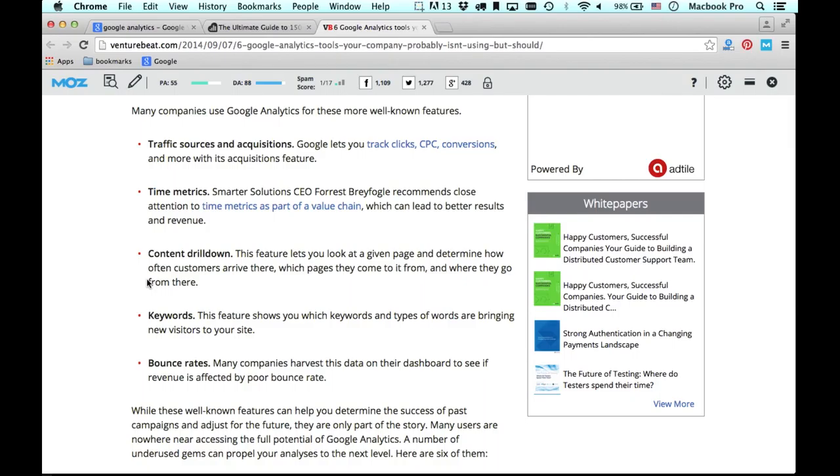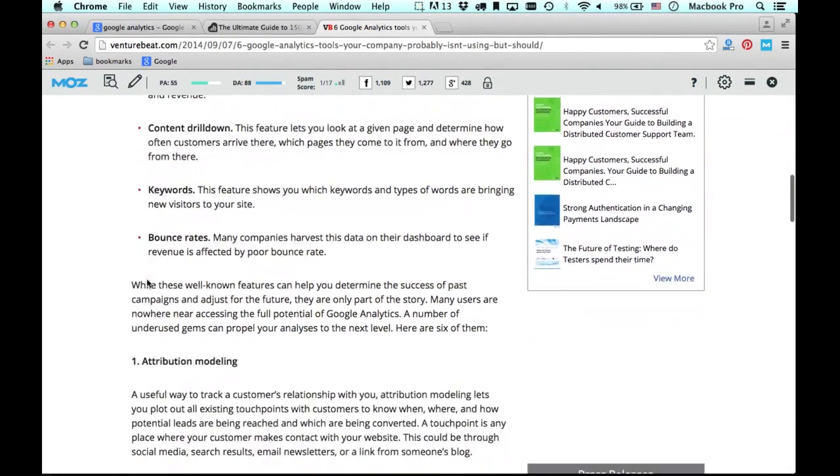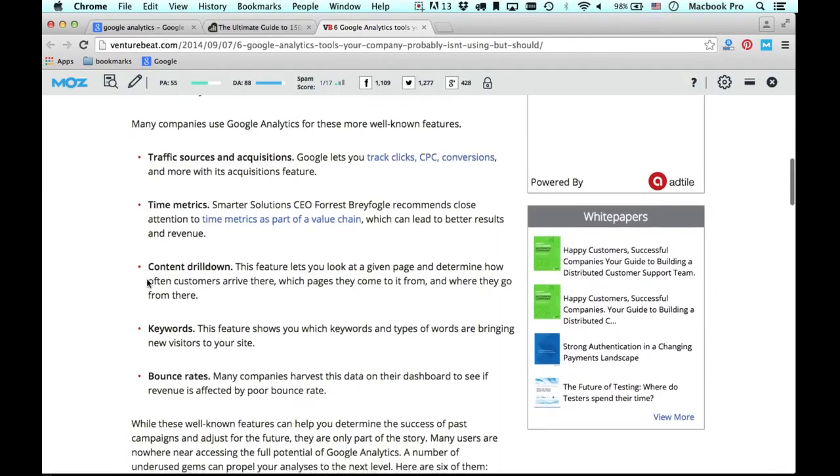The exit rate is a little bit different. Exit rate is what did they do after that? What percentage of people went from that page to other pages? So what was the exit rate? Those are all important metrics to keep in mind when you're implementing Google Analytics.